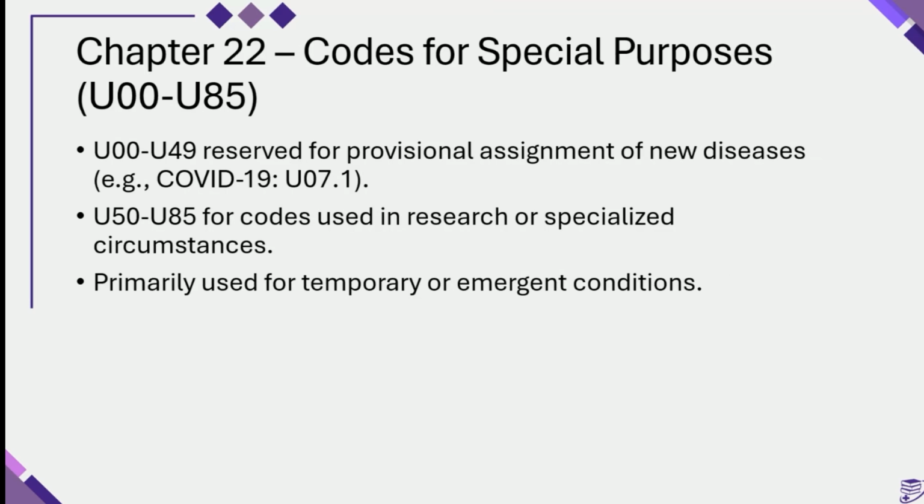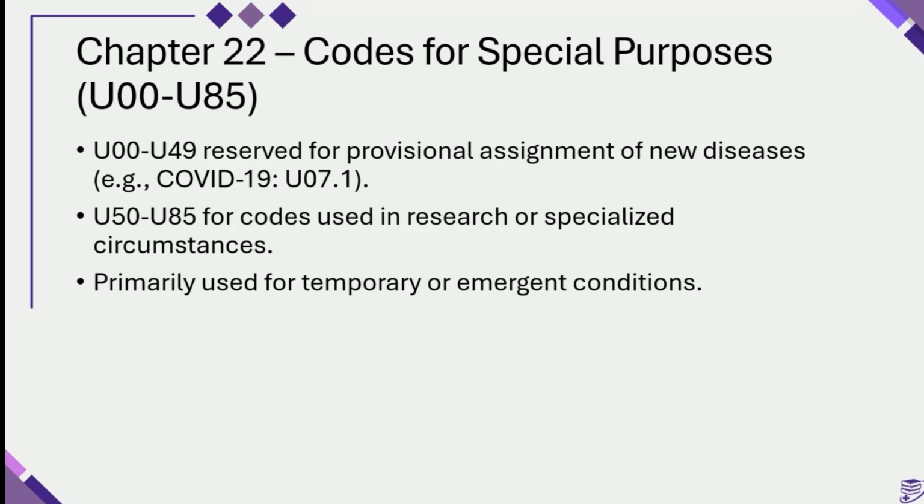And then lastly, we have Chapter 22. There's not a lot of codes in Chapter 22, just a handful. And those are codes for special purposes. People tend to miss these because they don't come in alphabetical order. They do come in chapter order, but not alphabetical order. So people will look for those U codes and they want them to be after the T codes, but they're not. They're at the very end in Chapter 22.